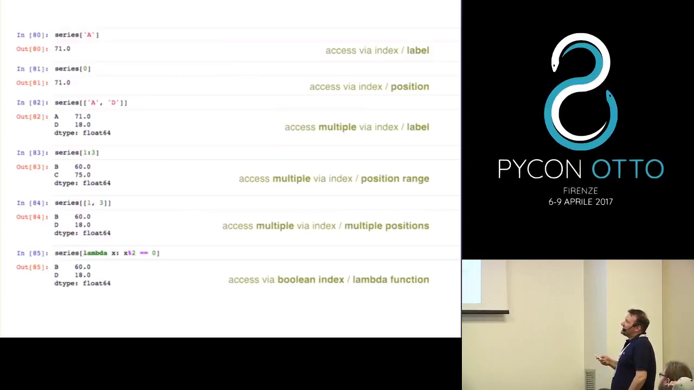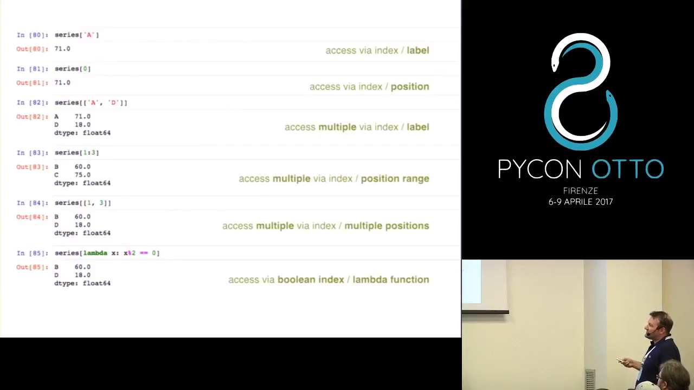And here it gets a little bit more fancy. We can also ask explicitly for multiple labels and get multiple values back. So we only ask for A and D and miss B and C. So we access multiple labels, and they get assembled. The same applies for a range. I think you get the idea. The same applies for explicit positions in our data set. So 1, 3 is B, D.